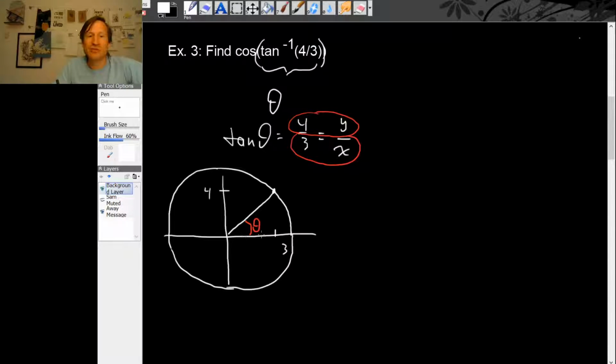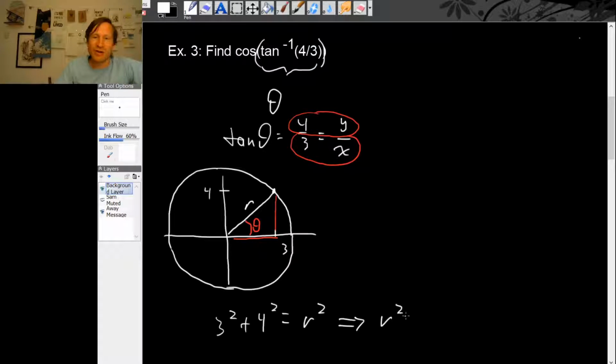To find cosine of this angle in our diagram, we're going to need to know the radius. But as usual, we have two sides of this right triangle, so we can find the third side. So 3 squared plus 4 squared is going to be r squared. And so r squared is 25. And so r is 5.